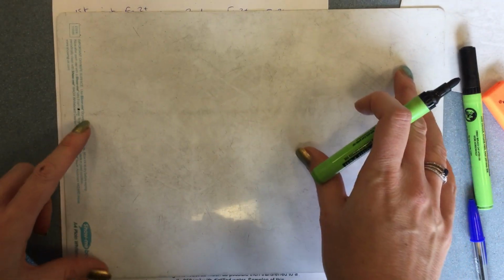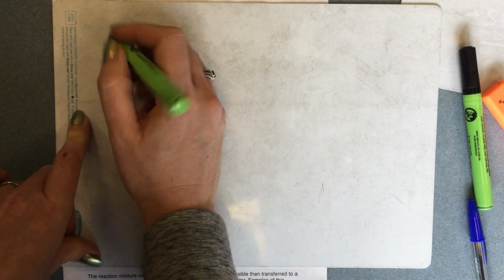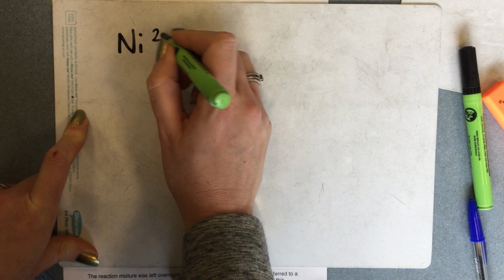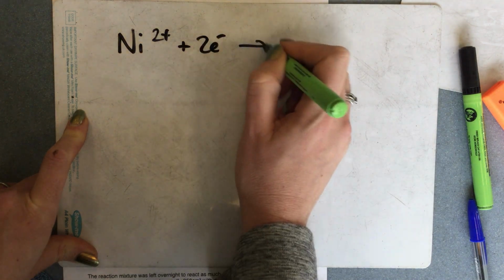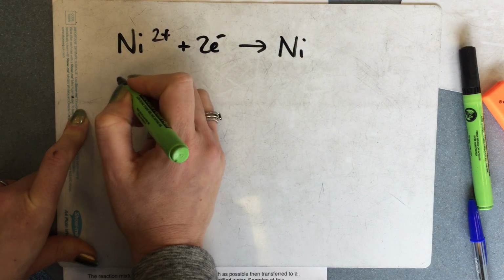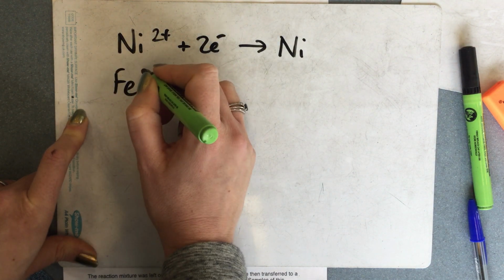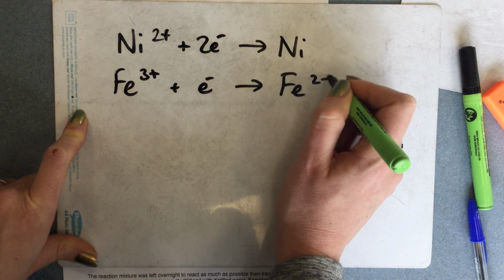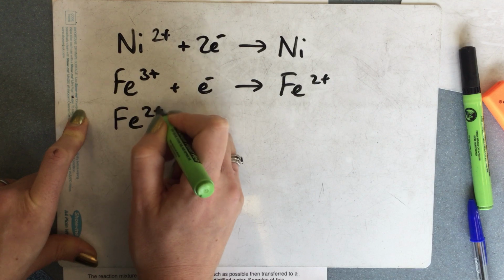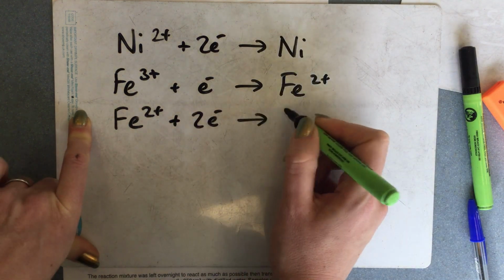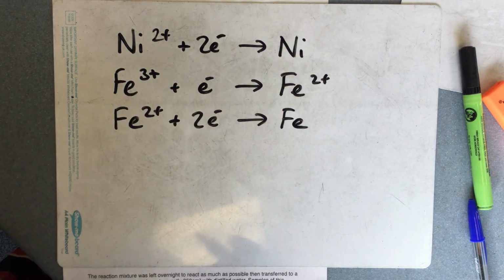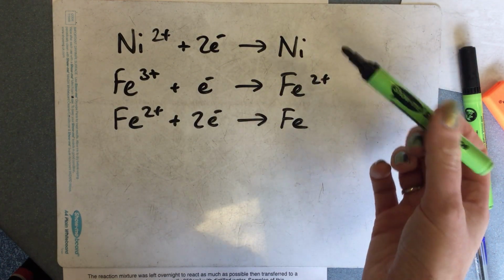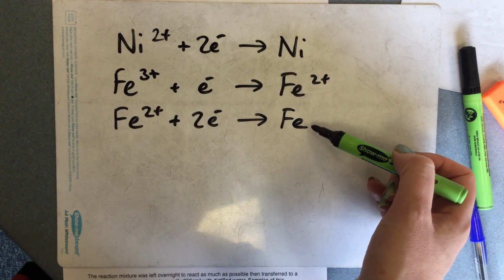So if I was to look at what's happening, so nickel, if I look at this, that's one of my cells. We've got Fe3+ plus an electron going to Fe2+, that's another one, and I've got Fe2+ which could in theory gain electrons to form Fe. Now in fact the nickel electrode is more negative than both of these. Is more negative than this one, but not more negative than this one.